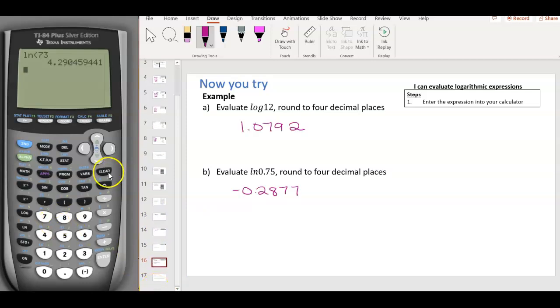If we do the log of 12, we're just going to hit log and then type 12 and then hit enter. So that is about 1.0792. If we want to do the natural log of 0.75, we do ln and then do 0.75 and hit enter, and that's negative 0.2877.